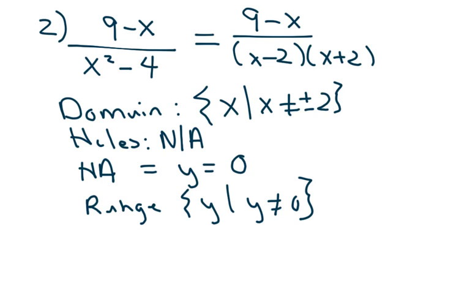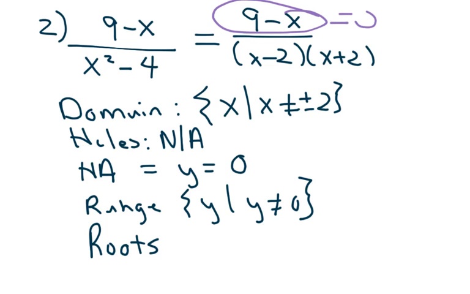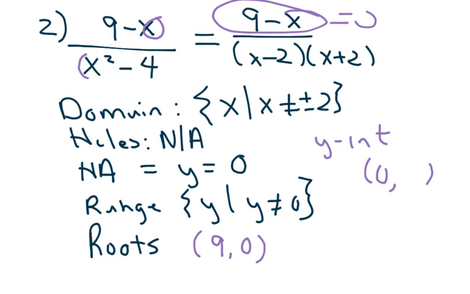Okay, next thing we need to do is find the roots. The roots are, you set y to be 0, and you get x is 9, and y is 0. And when you want to find your y-intercept, we're going to let x be 0. So I just plug in 0 here, that's a 0, that's a 0. So we get negative 9 over 4. And that's going to be your y-intercept.